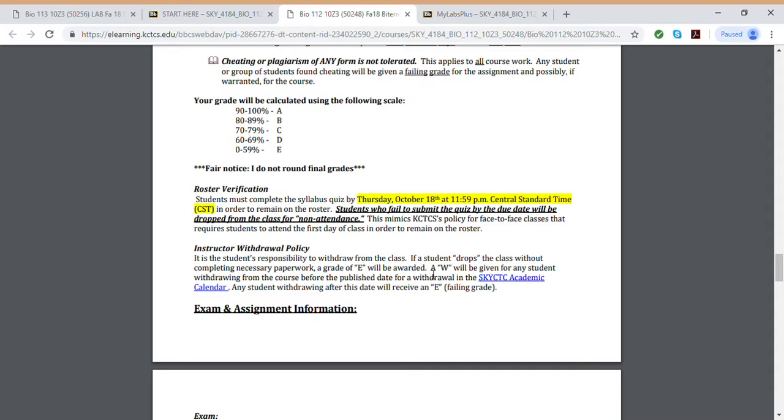So complete that syllabus quiz on time. Those that are dropped will not get charged. It will not affect their GPA, and it's the best scenario really all around.